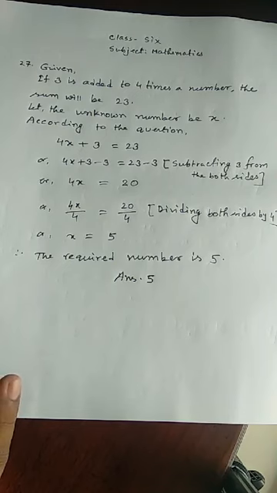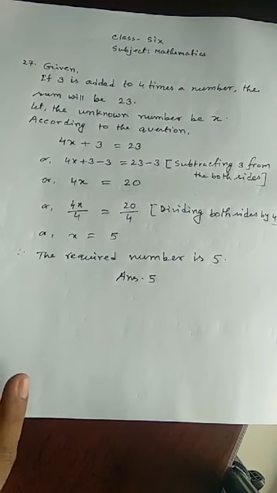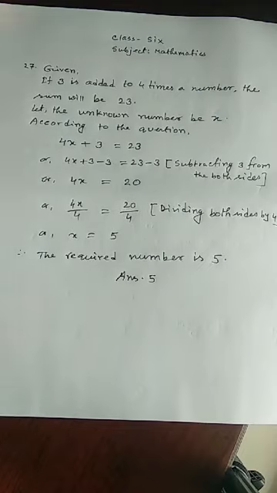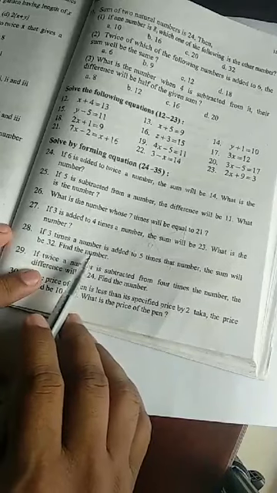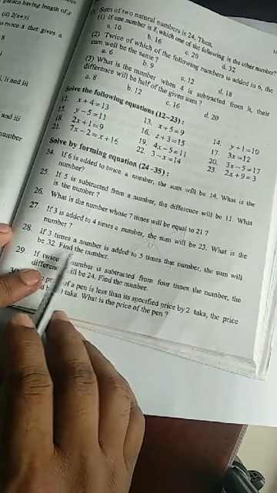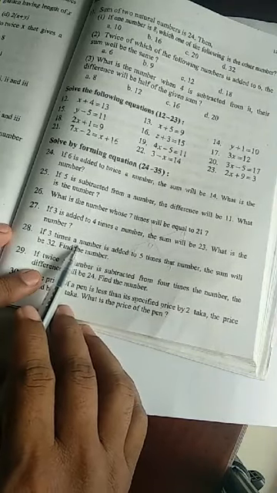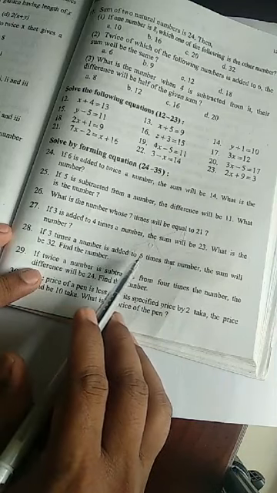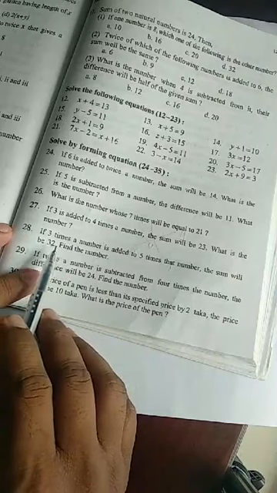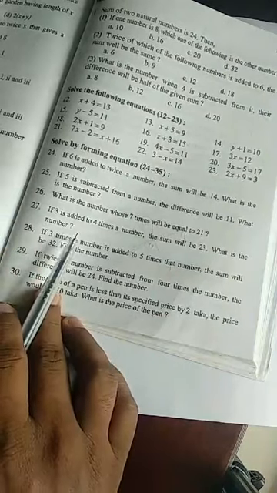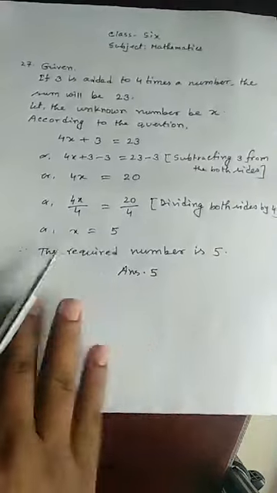Okay, my dear students, now I am going to solve number 28. You see what is written here in 28. If 3 times of a number is added to 5 times that number, the sum will be 32. Find the number. Okay, 3 times of a number, that means 3x, is added to 5 times that number, that means plus 5x, equals 32. Is it clear? So I am going to write number 28.